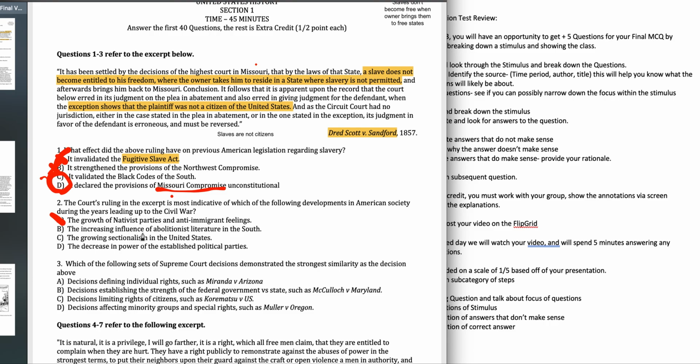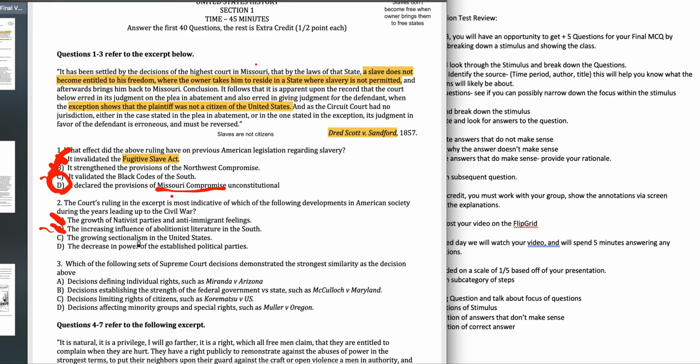The increasing influence of abolitionist literature in the South. Well, I do know it has to do with the Civil War movement. Is there anything about literature in here? Is there a parallel to it? Well, abolitionist literature in the South, I'd probably say not really. I mean, if you want to, you could draw. I use squiggly lines for maybes.